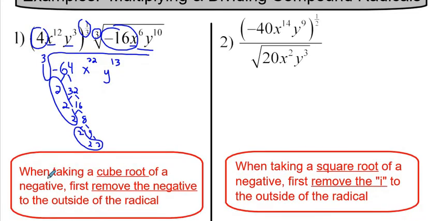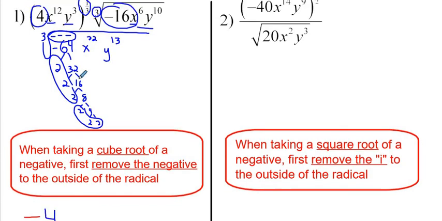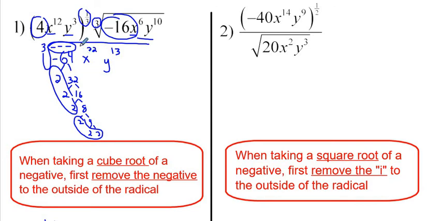But when taking a cube root of a negative, you actually take the negative out first. And the reason is that negative could be negative, negative, negative. So when you take the cube root of this, there's a negative that comes out. So this answer will start with a negative, and then it will have the 4 from this group of 2 and that group of 2. So we start with negative 4. And that takes care of the negative. We don't have to worry about it anymore.